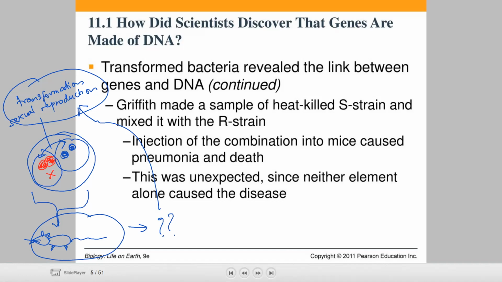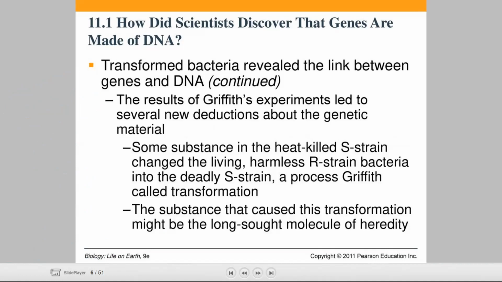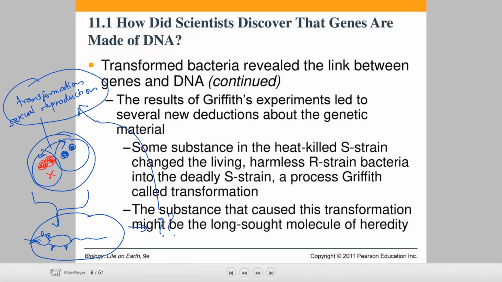Later on, I'll send you the pictures also. Any question up to this point? No. Okay, now I'll go into the detail. The results of Griffith's experiment. This is how scientists work to discover new inventions in science. They made new deductions about the genetic material.